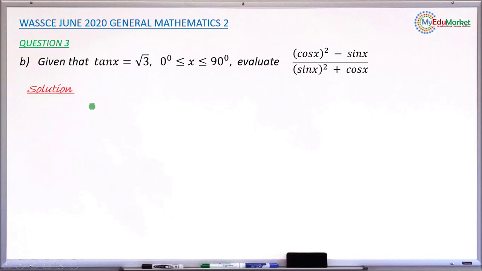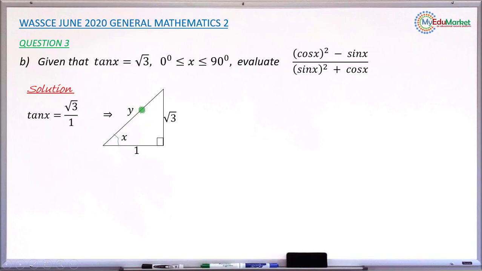Solution to the problem. Given that the tangent of x is root 3, that is tan x can be root 3 all over 1. That implies that we can have a right angle triangle with the angle x placed here, and that tangent ratio means opposite divided by adjacent. So opposite would be given the length root 3, and the adjacent would be given the length 1 unit. Then we can find the third side. That will enable us to find what cos x and sin x are.